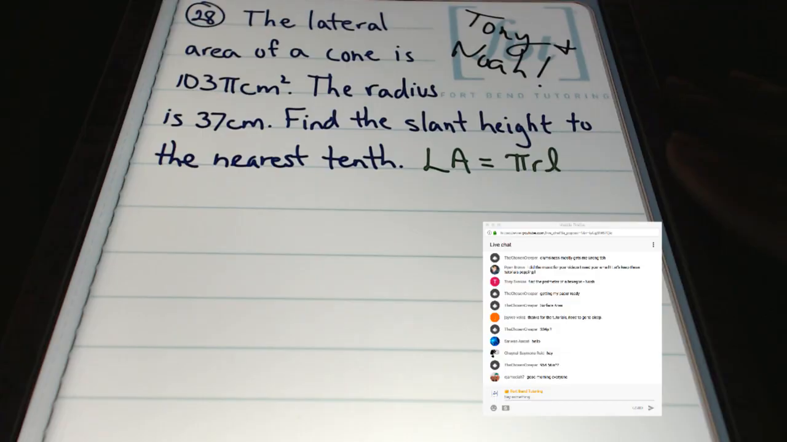Let's go ahead and check out what we have going on here for problem number 28, guys. It says the lateral area of a cone is 103 pi centimeters squared. The radius is 37 centimeters. Find the slant height to the nearest tenth.